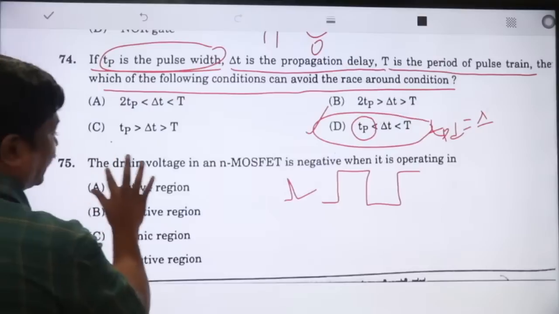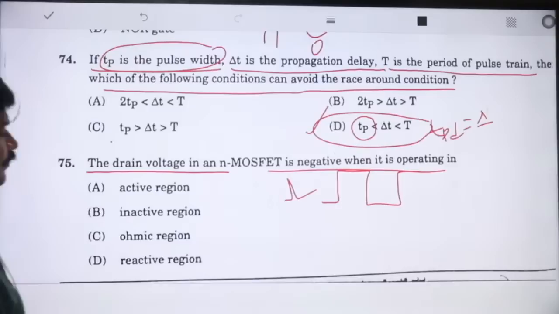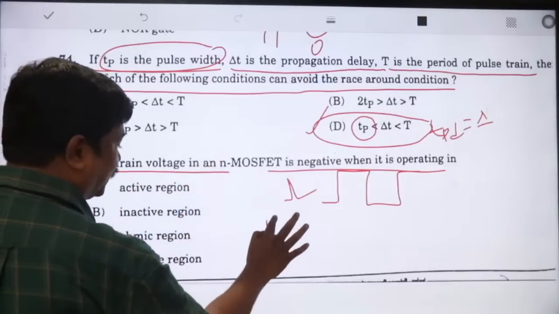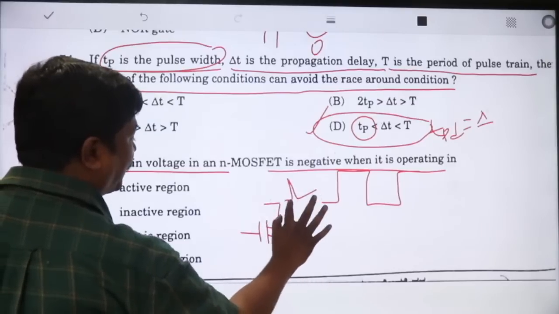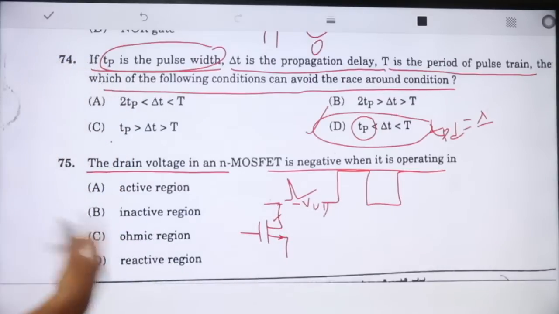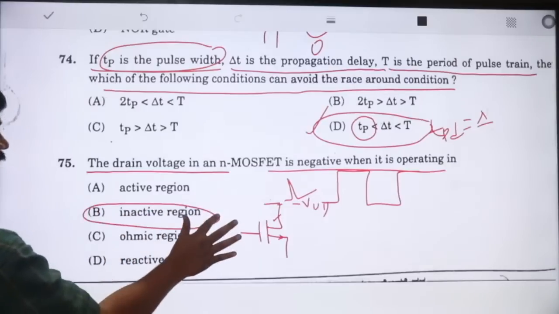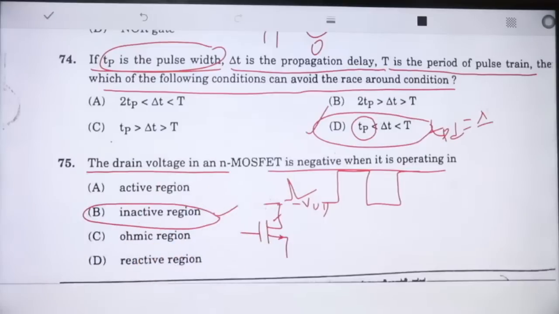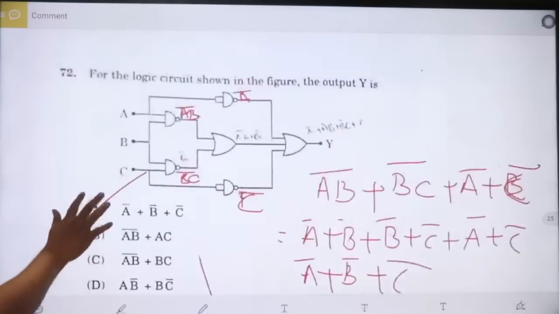So, if the drain voltage in an NMOSFET is negative, when it is operating in... suppose this is your MOSFET, with a source, when it is operated with a negative voltage, it will be operating in an inactive mode. It will not operate in the active region or ohmic region. It acts like an inactive region. For this, a lot of explanation is required, but I am directly giving the answer. In regular classes, I will explain if required. These are all related to my topics.